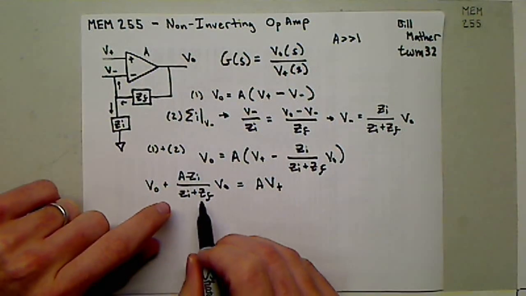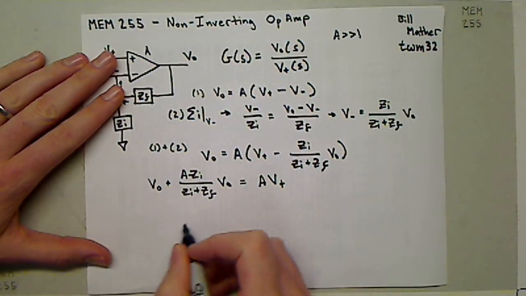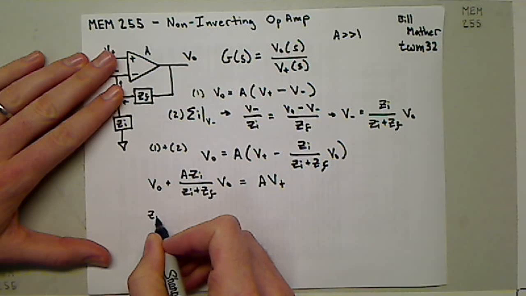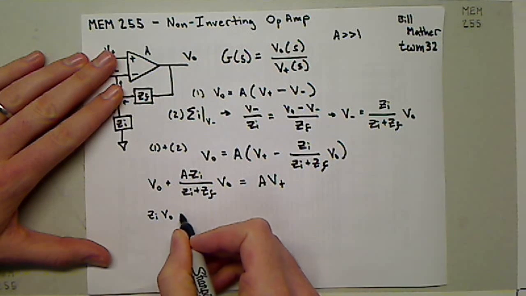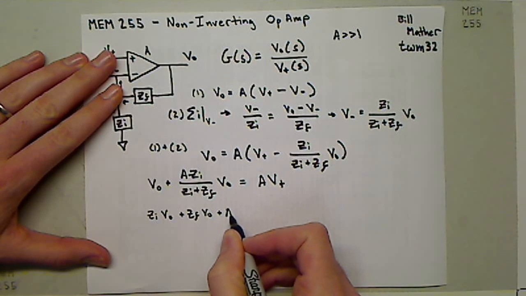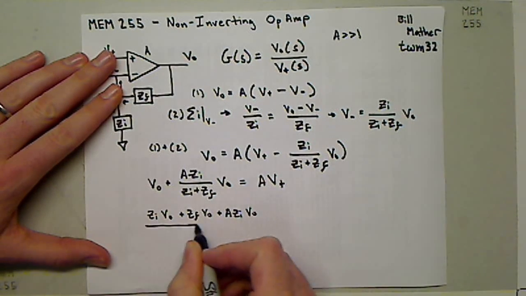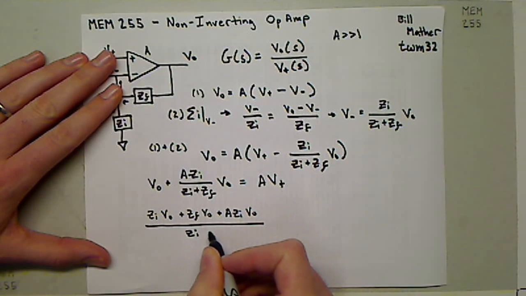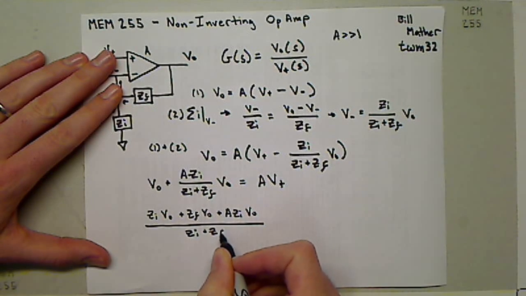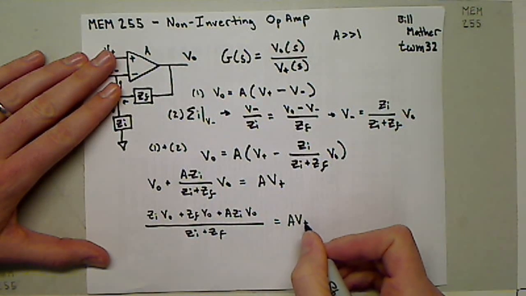If we combine this term over here, we'll do that in the next step. So that gives us ZI V out plus ZF V out plus A ZI V out over ZI plus ZF is equal to A V plus.